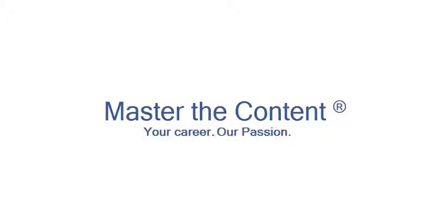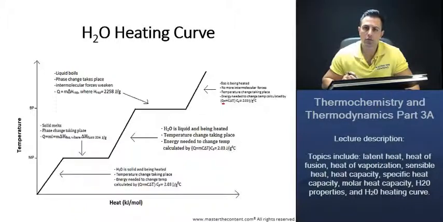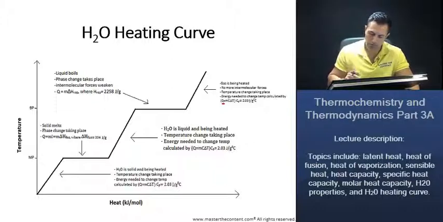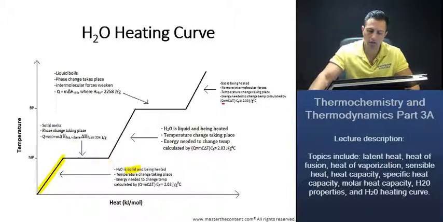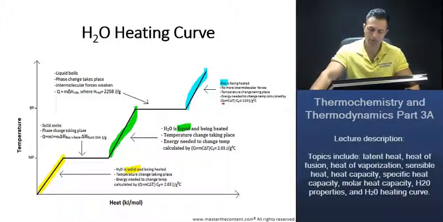Your career, our passion. This is very, very important for you to understand, as it will help you immensely. We see here, first of all, this right here is the solid phase. Just go ahead and point that out. This right here is going to be our liquid phase. This here is going to be our gas phase. Perfect. Okay, well, let's actually go ahead and take a look at what's taking place here.